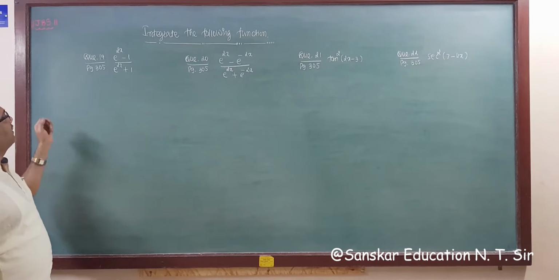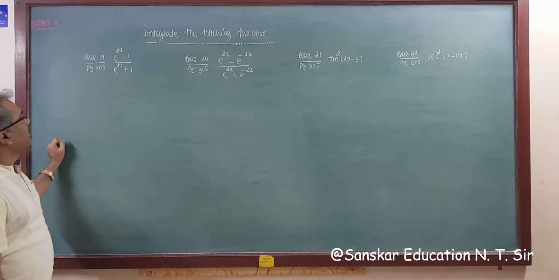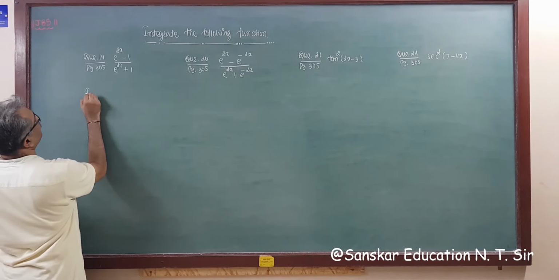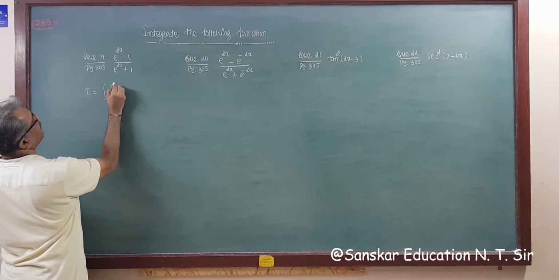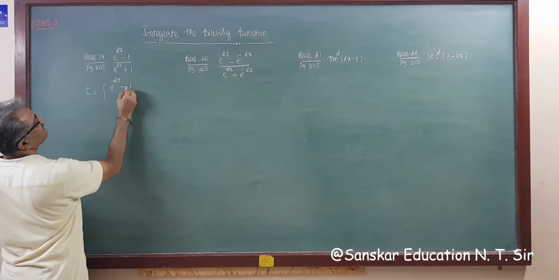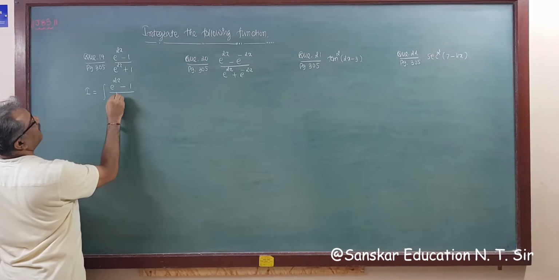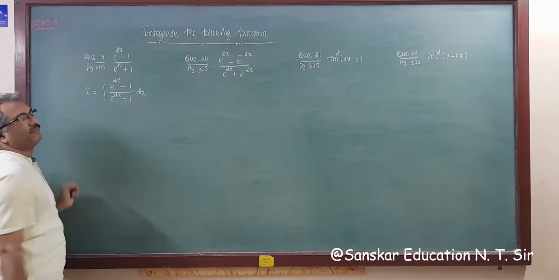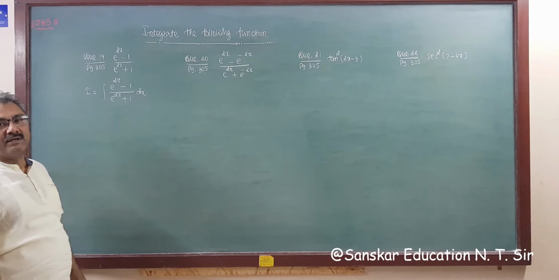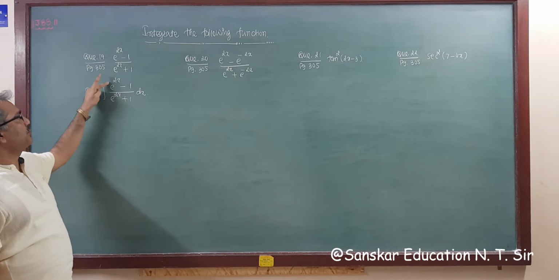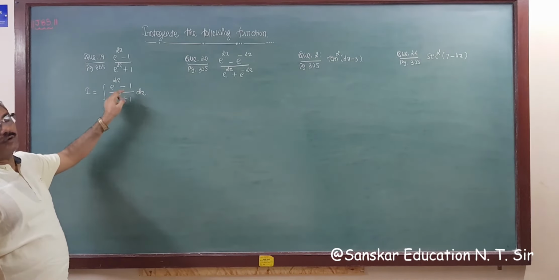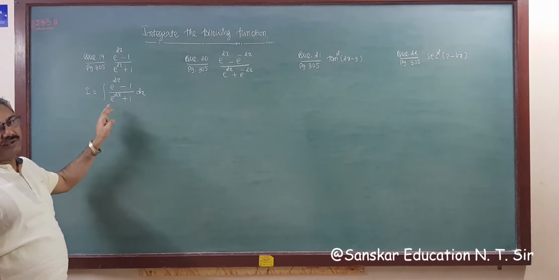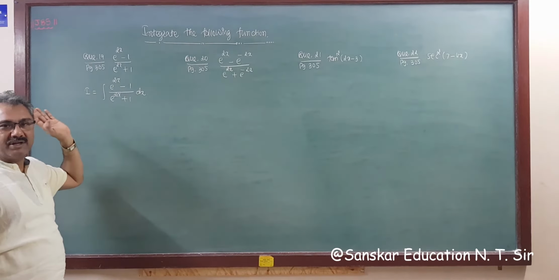Next question is question number 19, page 305. Given that I is equal to the integration of e raised to twice x minus 1 whole upon e raised to twice x plus 1 dx. The derivative of the denominator is e raised to twice x times 2, plus 0, but the numerator has minus 1. So the derivative of the denominator is not in the numerator.